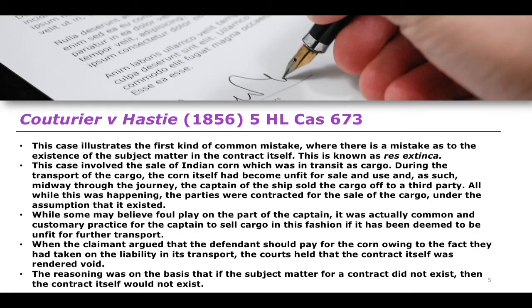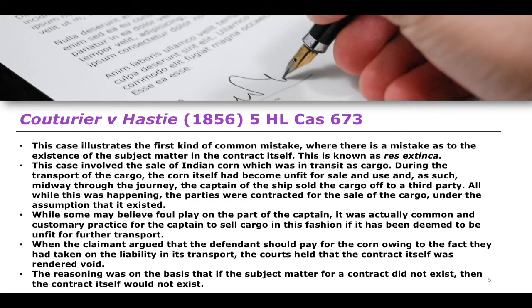If I contracted with my friend to purchase an alien spaceship, I couldn't then sue that individual if I don't get my alien spaceship. I've made a contract on the basis of a subject matter that did not exist. There does not exist an alien spaceship, at least if you don't believe the conspiracy theorists. And so as a result of that, there's no subject matter. This is known as a res extinctia.